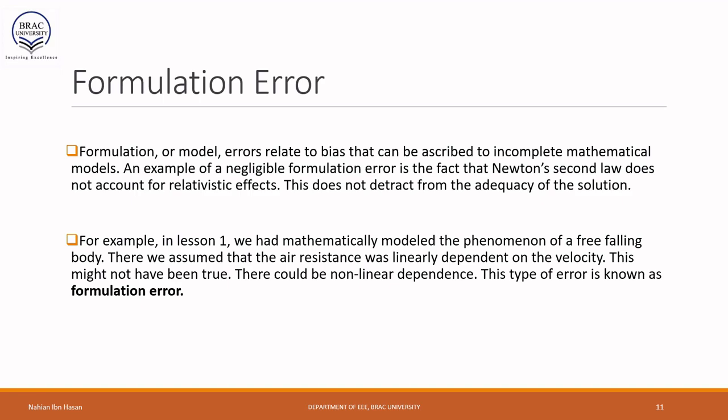For example, the air resistance could be non-linearly dependent on the velocity. In that case, it might happen that the accuracy of the solution would increase. So that's where the formulation error comes into account. For simplicity, sometimes we use a simple formula, but it's not necessary that the simple formula actually represents the actual situation. Sometimes a complex formula better formulates a physical system, and that's where the formulation error is important.